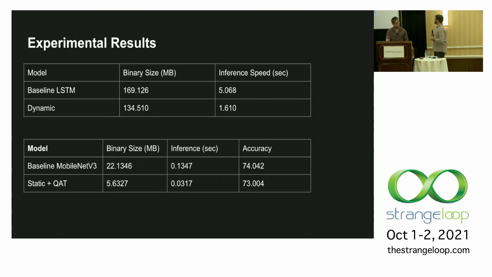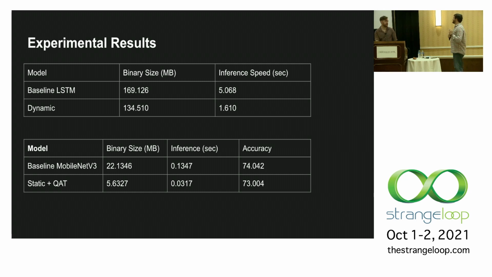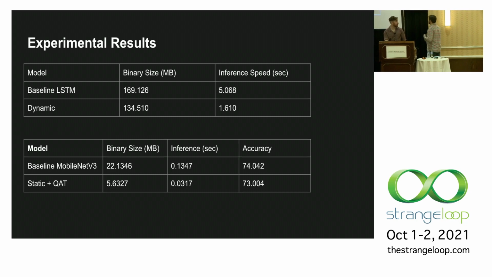All right, so we did some experiments with a couple different architectures here, really to just show the benefits on real models. So we took an LSTM with a pretty large embedding layer, a LSTM cell with a ton of hidden layers, and then a final linear layer for some text classification. The base model was 169 megabytes, and its inference speed on a batch size of 32 was about 5 seconds. After dynamic quantization, we reduced that to 134 megabytes, and the inference speed dropped to 1.6 seconds.